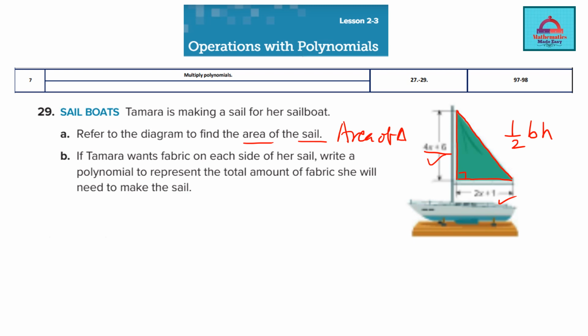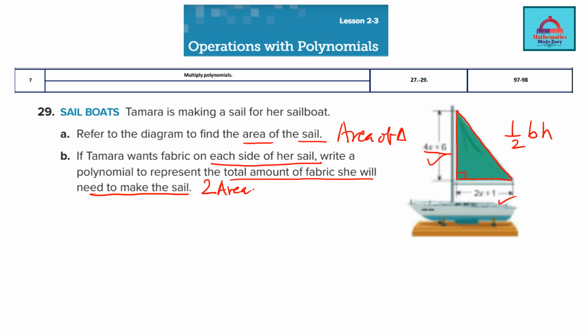So she wants fabric or cloth on both sides of the sail. That means you will have to multiply the area by 2 because once you need it on the left side, once on the right side, or once on the one side, once on the other side. So 2 times you have to take. So this will be 2 times the area, the total amount of fabric that she needs to make the sail because she's putting it on each side. So it is 2 times.